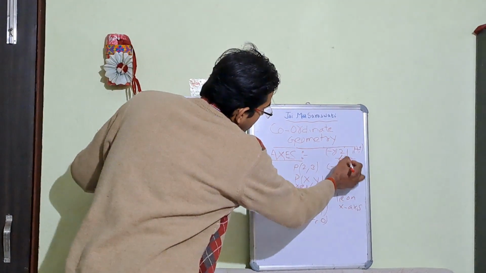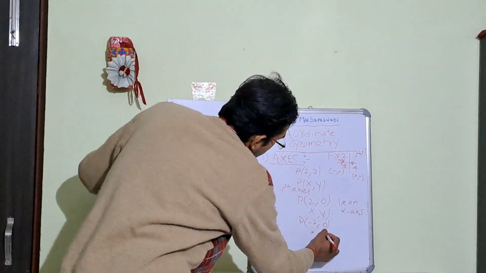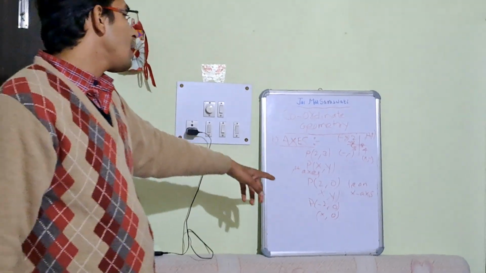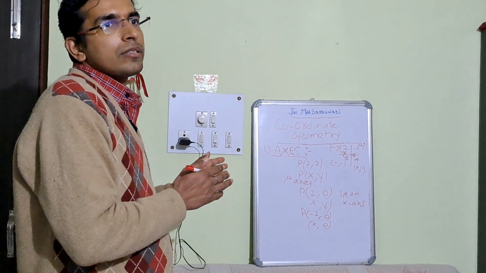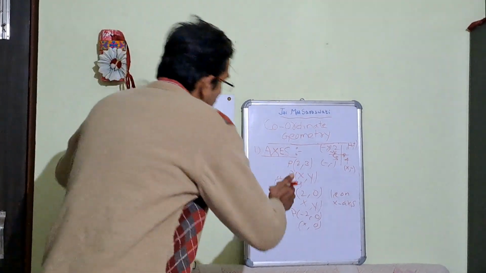So in this particular direction, it will be minus 2. So x value will be minus 2, y value will be 0. So this particular point will lie on the x-axis only, but on the left side of the axis, that is the negative x-axis. So that is the concept behind this.